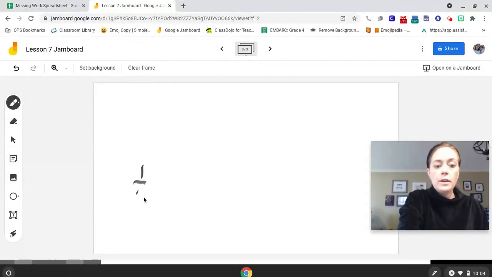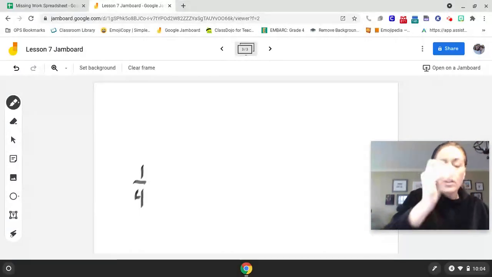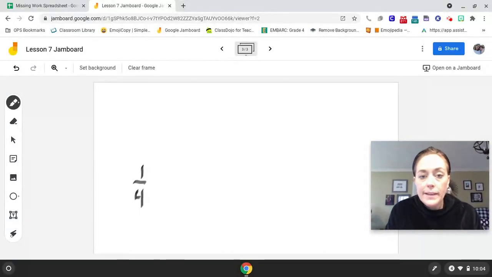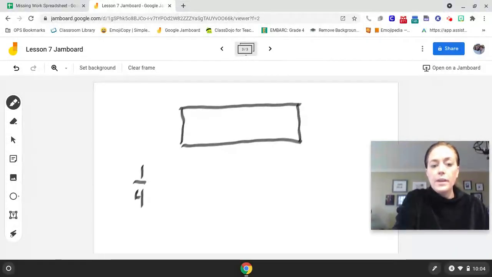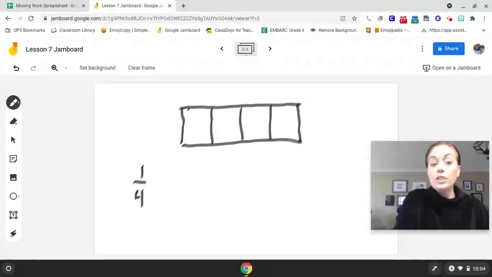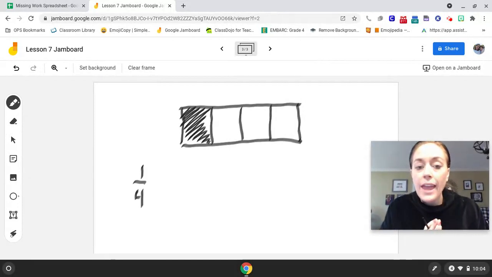So what would 1/4 look like? Pen doesn't want to seem to work here. I want you to draw 1/4 for me. So when we have 1/4, we have 4 total pieces, and only 1 is shaded in, right? So this is 1/4. Now what can I do to show another equivalent fraction? What could I do to this tape diagram?